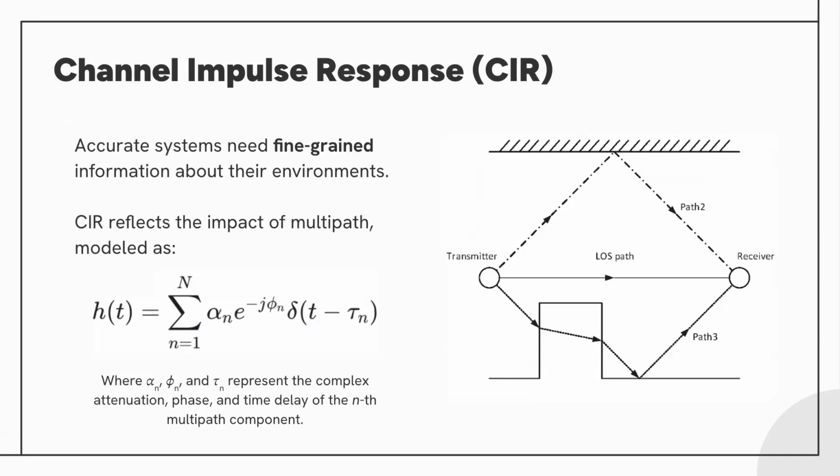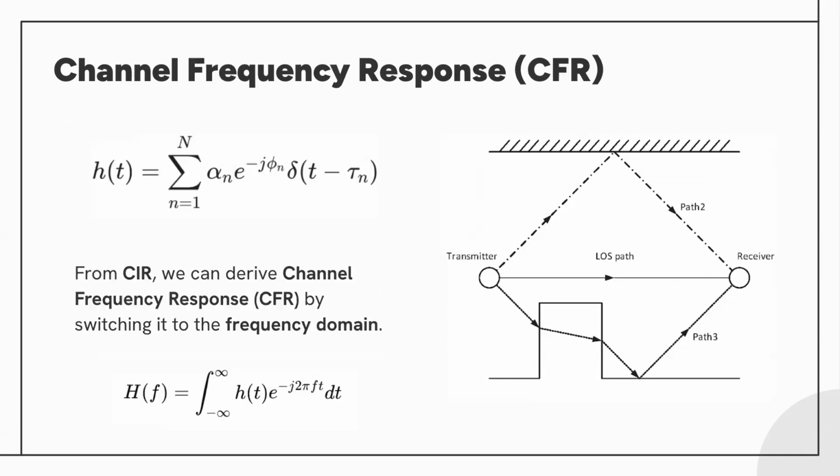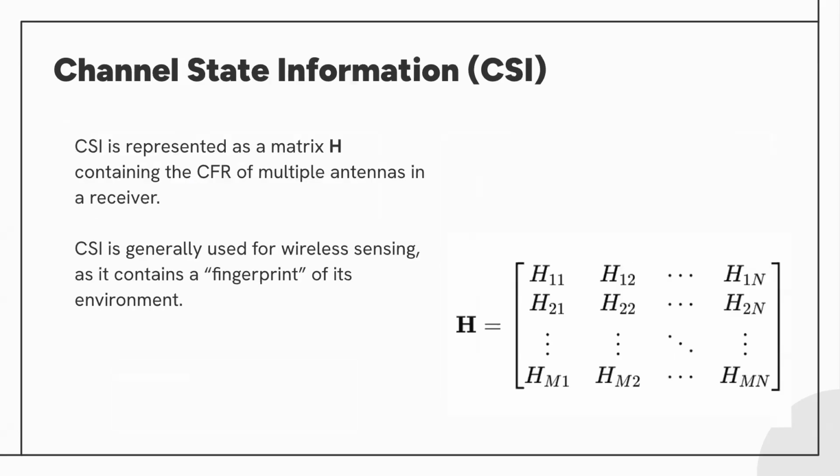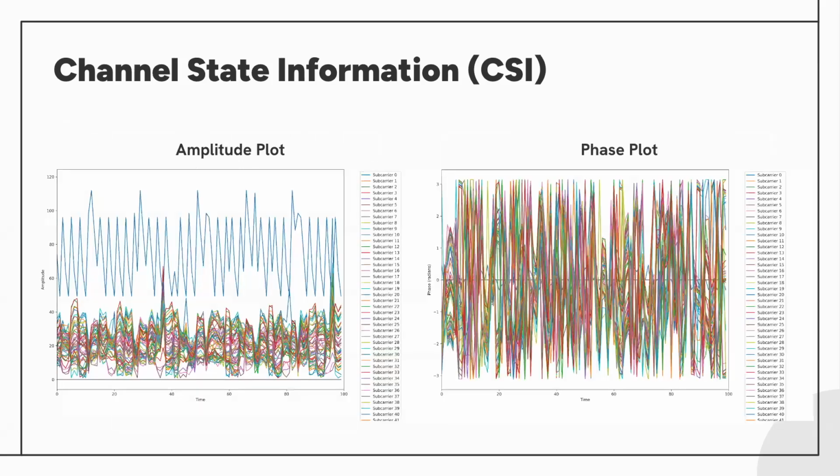Different things like the complex attenuation, phase, and time delay of each component are all going to be modeled in that CIR function. CIR is in the time domain, but if we use a Fourier transform, we can convert this to channel frequency response, CFR, by switching it to the frequency domain. This leads us to CSI, which is represented as a matrix H, and this contains the CFR of multiple antennas in a receiver. Because this contains so much information from so many different angles, CSI is a really good tool for wireless sensing, as it contains a really good fingerprint of this environment.